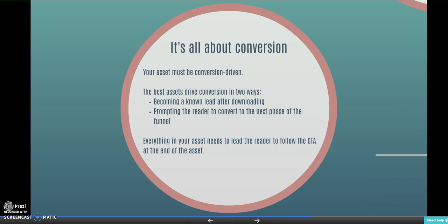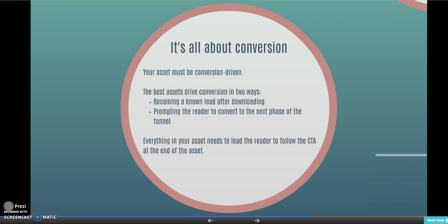Now you have the opportunity to nurture this lead, talk to them, educate them, guide them down the buyer journey, and you use your asset to delight them and educate them, and at the end of your asset, there should be a call to action that prompts the reader to convert to the next phase of the funnel. So if it's a top of funnel asset, at the end you want to have a call to action prompting the reader to convert into the middle of the funnel. If you have a middle of funnel asset, you want to have a call to action prompting them to convert to the bottom of the funnel. And so it's getting more and more product specific as you go and narrowing it down.